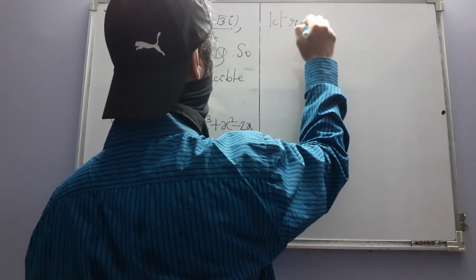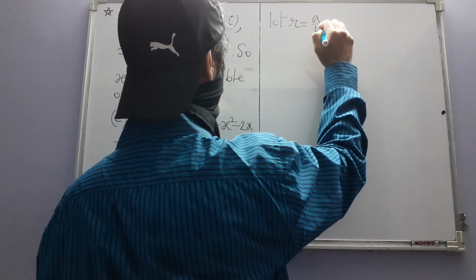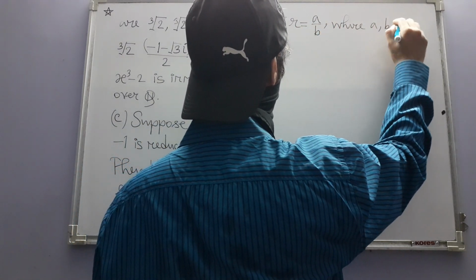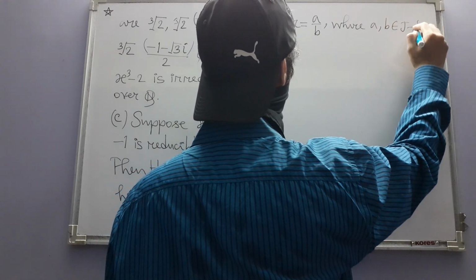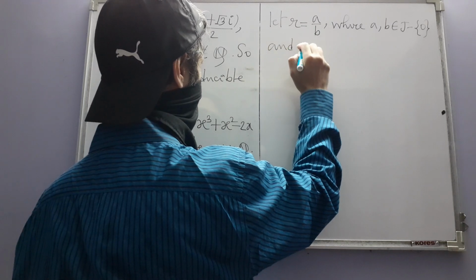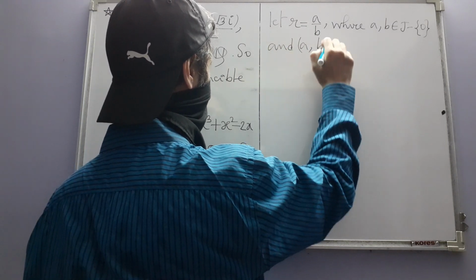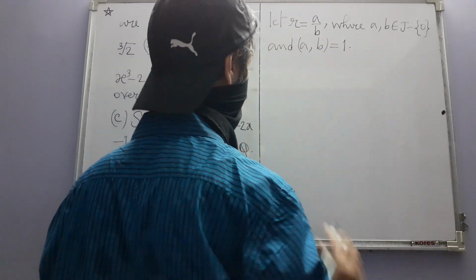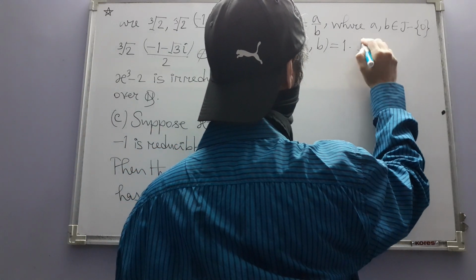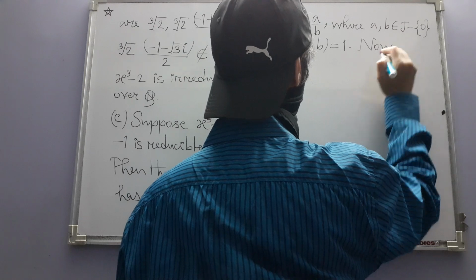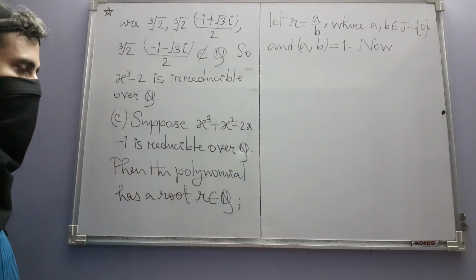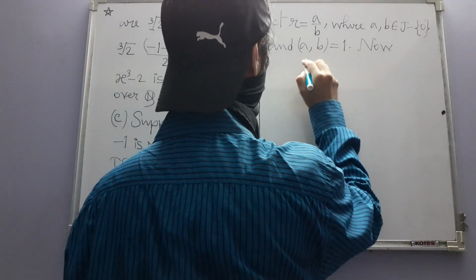Let R be A over B, where A and B are non-zero integers that are relatively prime, that is their GCD is 1. And then again, just like part A, you substitute A over B for X and you will get 0.